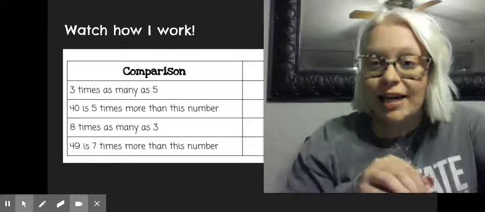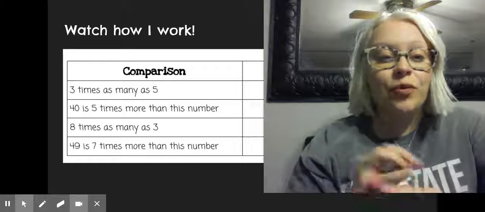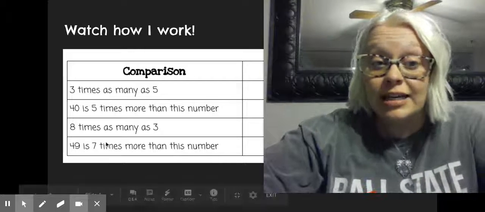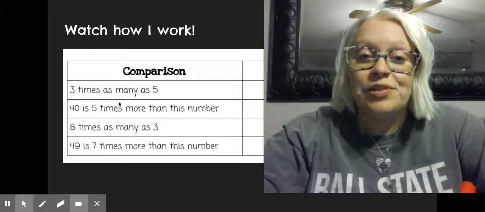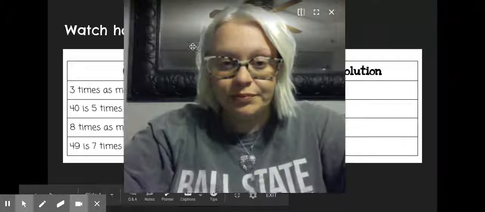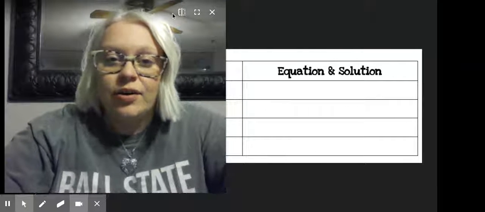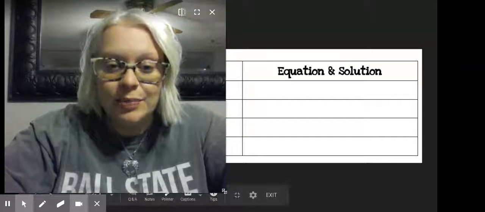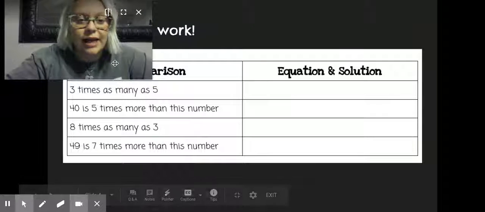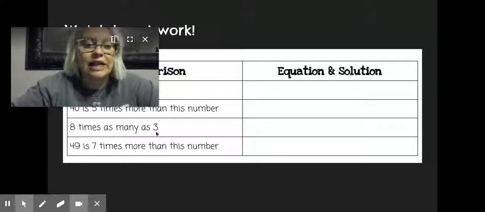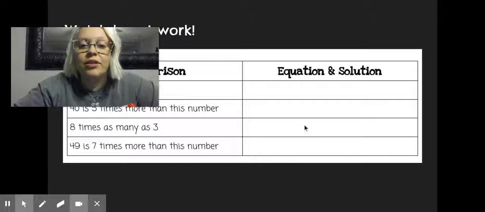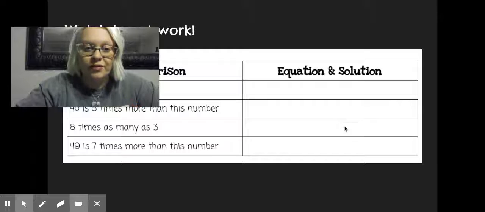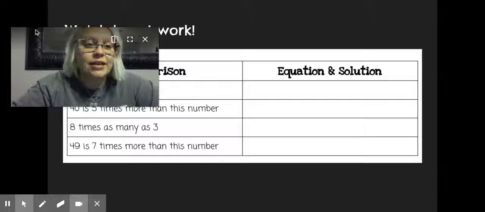So after IXL, you'll be doing, I think it's 4 practice problems identical to these. Obviously, the numbers are different, but it's going to be set up just like this, and you'll put your answer right over here. So let me make myself smaller so I can explain. Let's say for this one, 8 times as many as 3. Your answer would say 8 times 3 equals 24. So that's exactly what you will be doing for the rest of your time here in math.